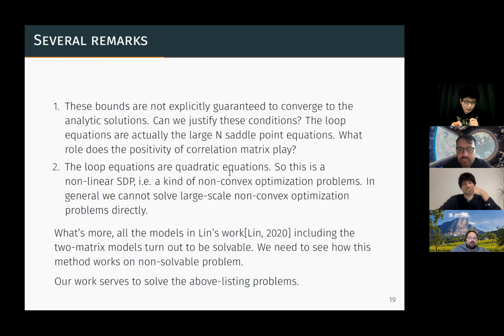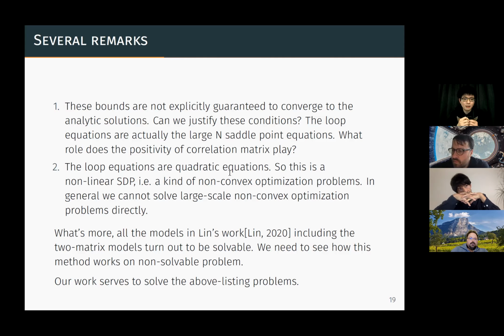This means, in other words, can we justify this condition? We want to understand what we have really imposed by imposing the positivity of the correlation matrix. We know that the loop equations are nothing but the potential. What role does the positivity of the correlation matrix play?